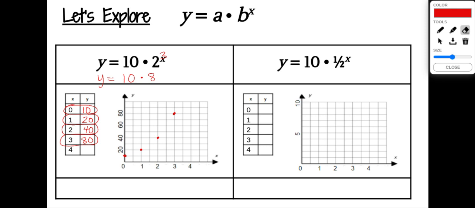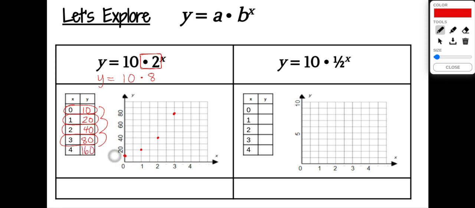Now, what I want you to notice is there's a pattern in the y. Look at the y values in the table. Do you see the pattern happening here? Times 2, times 2, times 2, it's doubling. That's our multiplier right here. That's our b value. That's our constant factor of change. We're doubling. So it's safe to say that when I plug in 4, it's going to be 160, and I'm going to be off my graph.